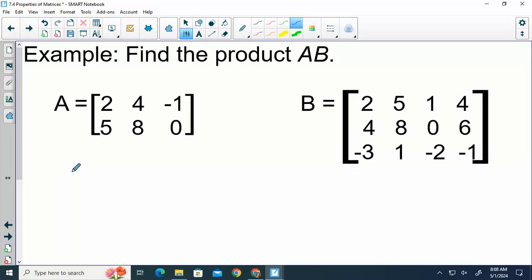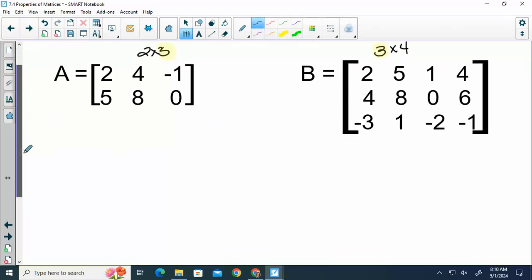So if I ask you to find A times B, I'll give you a second to write down those matrices before I start. So A, what's the size of matrix A? And matrix B? 3 by 4. So can we multiply? Yes. If these inside numbers match, we can multiply. How big will my final answer be? 2 by 4. So my answer will have 2 rows, 4 columns.